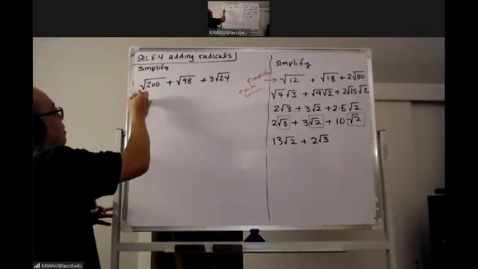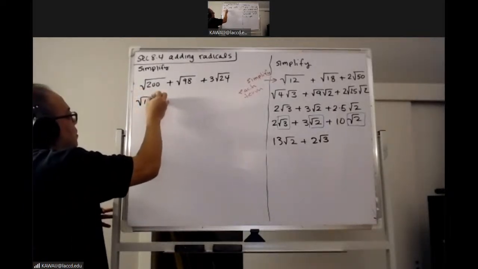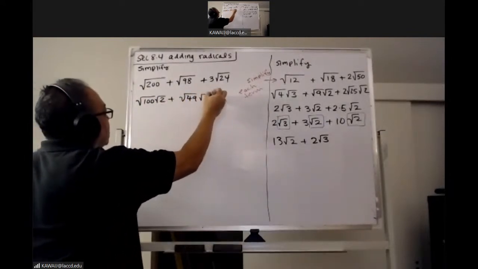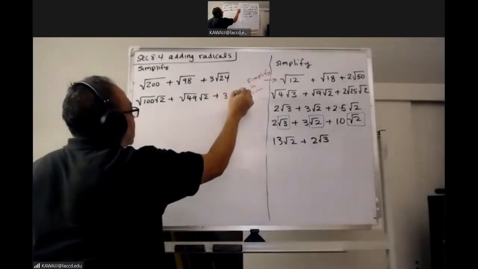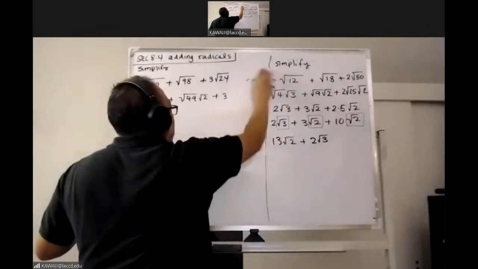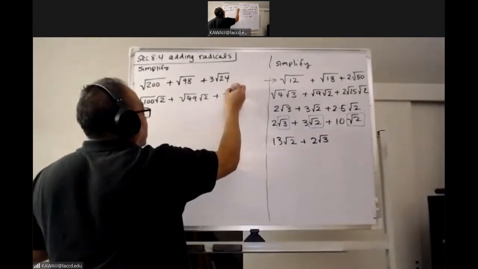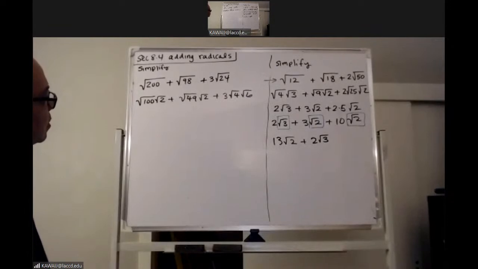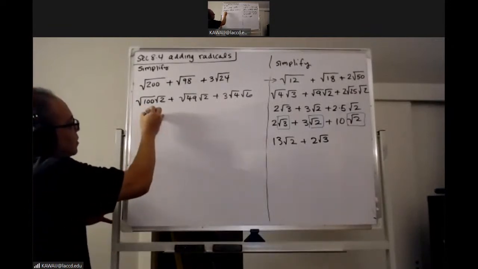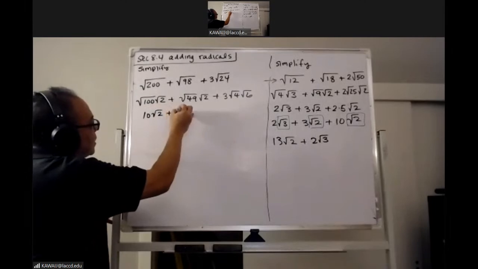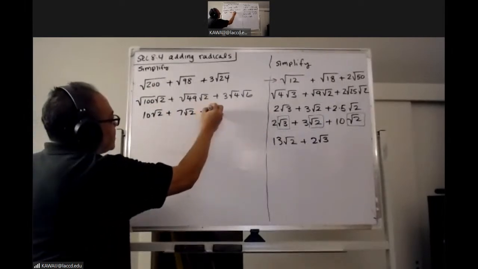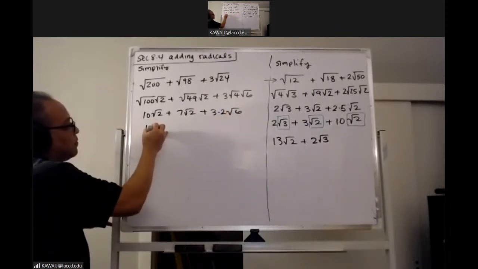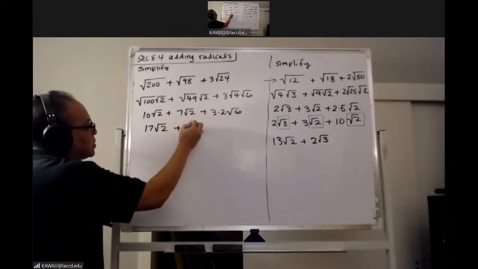So we have 100 times square root of 2, 49 times square root of 2, 3 times 4 square root of 6. So we have 10 square root of 2 plus 7 square root of 2 plus 3 times 2 square root of 6. So we have 17 square root of 2 plus 6 square root of 6.